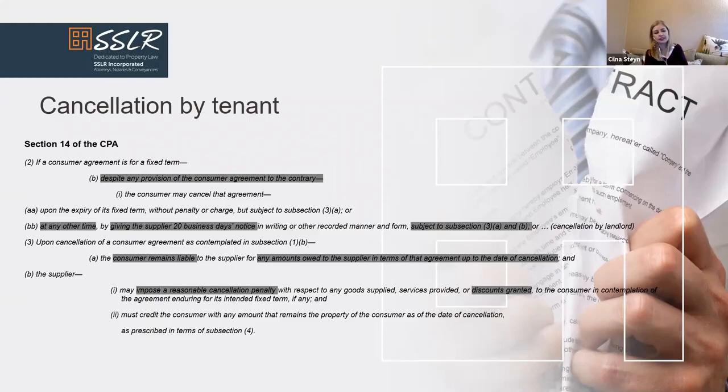And also credit the consumer for the amount that remains the property of the consumer. Remember, this is in the context of, let's say, a cell phone contract or another type of agreement where you pay in advance, or in the context of a rental where you pay in advance. So the tenant that pays 6 months in advance cancels in month 4, but the landlord can place a new tenant already the day after the previous tenant leaves the property. You must refund him the payments that were made in advance. So that is the theory.